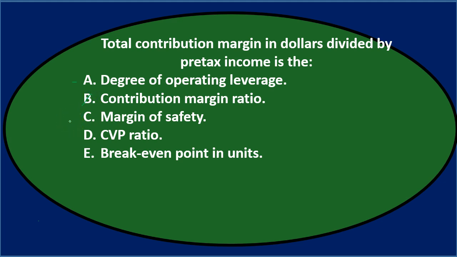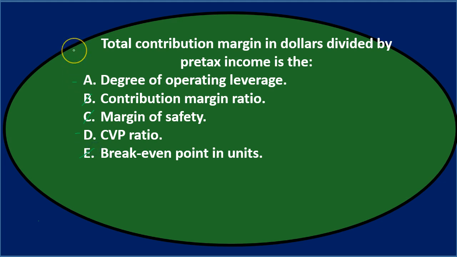C says margin of safety, and we've considered the margin of safety in the past. It doesn't sound like a ratio type of term. It sounds like a sales dollar type of term, so I don't think it's C. And then D says CVP ratio, which sounds kind of reasonable, because that's what we're doing, a cost volume profit analysis. And then E says break-even point in units. Again, that doesn't sound like a ratio.